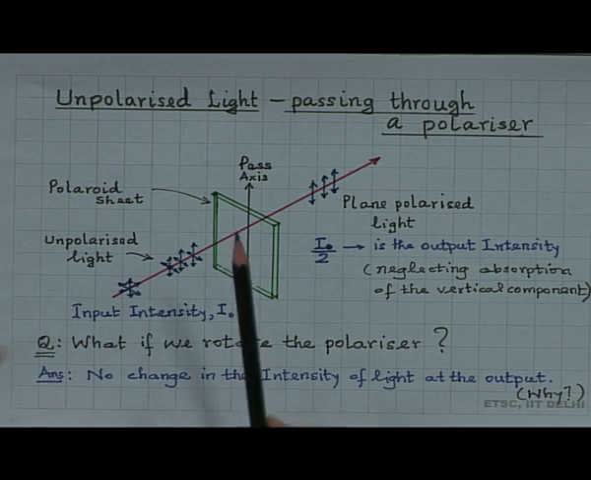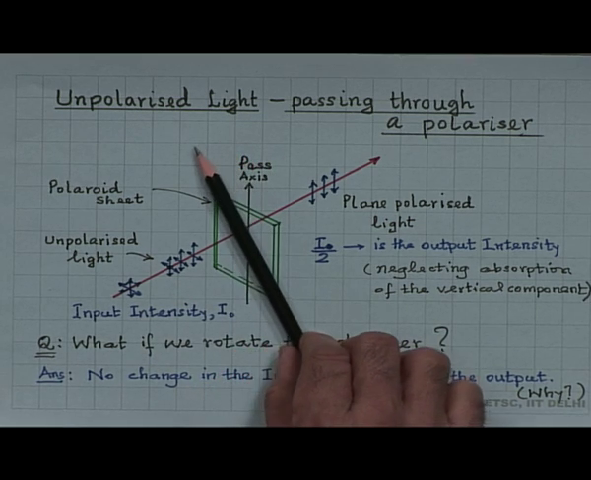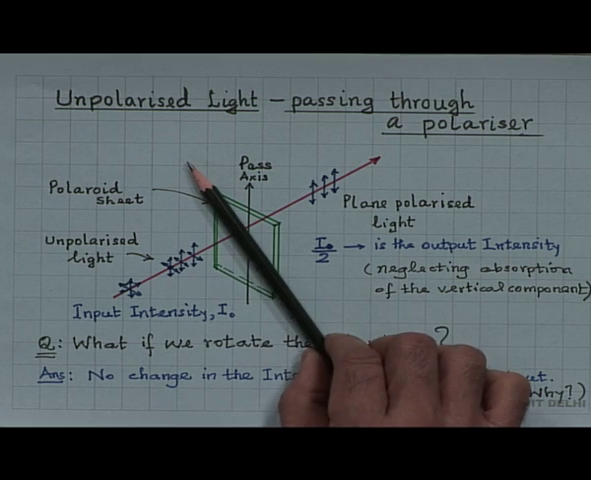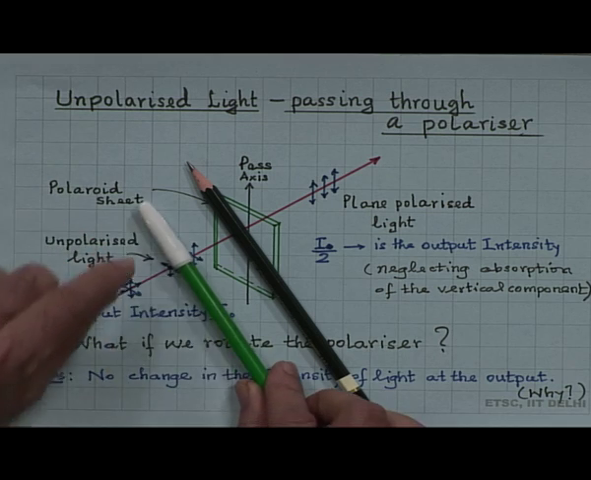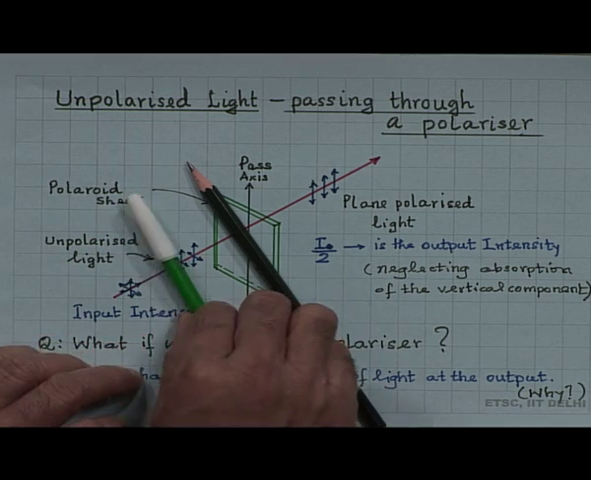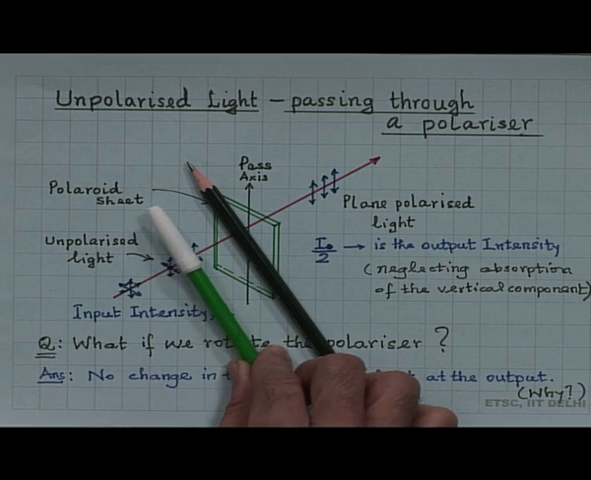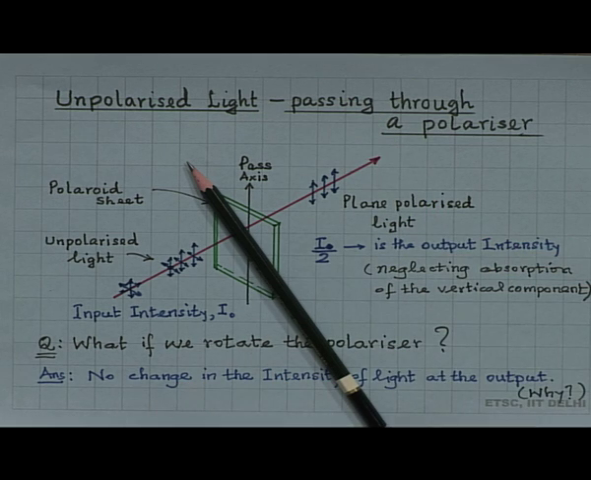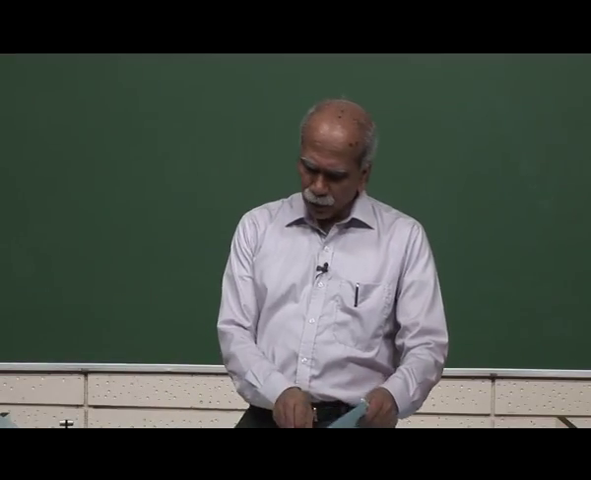So, unpolarized light is coming here, and the polarizer, that is the pass axis, we are rotating. What would happen? If the pass axis is like this, then we can always resolve this randomly polarized light into one component parallel to the pass axis and the other component perpendicular to the pass axis. As before, the component parallel to the pass axis will be on the other side, but the perpendicular component will be blocked. However, now the output state of polarization.